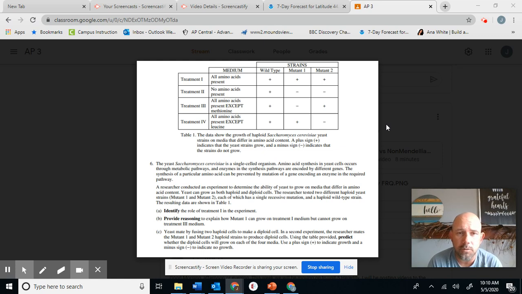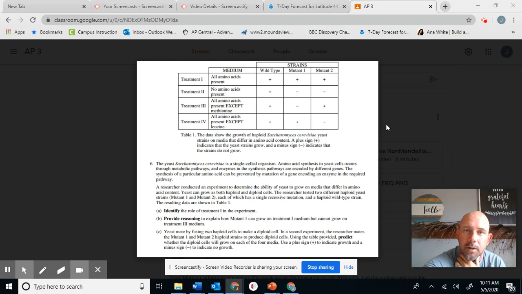B, provide reason to explain how mutant one can grow on treatment one medium but cannot grow on treatment three. So again, if we take a look at mutant one, it can grow on one, cannot grow on three. Here it has all the amino acids in order for it to survive and to grow. If we take a look at treatment three, there's no methionine, right?